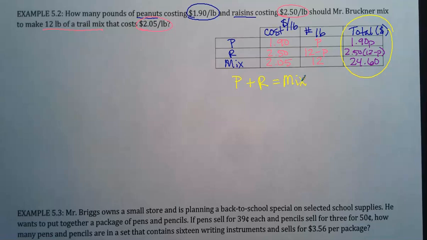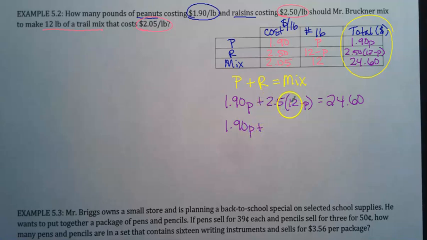So that's how we're going to set up our equation. My peanuts are 190p plus my raisins are, I'm going to just go 2.5, I'm going to shorten that down, times the quantity 12 minus p equals my trail mix, which is $24.60. All right, so this is going to be 190p, because we've got to do some distributing. So 2.5 times 12 is 30, and then minus 2.5p equals 24.60.